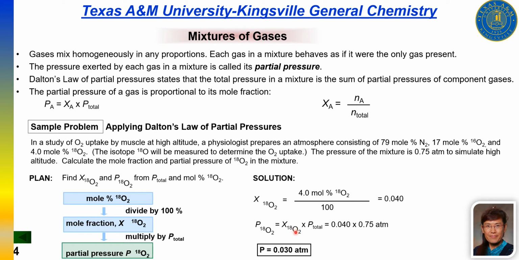Then you use your mole fraction multiplied by your total pressure. Mole fraction is 0.04. Total pressure has been determined, 0.75 atm. So you can determine the partial pressure for the oxygen 18. Similarly, you can determine the partial pressure for your oxygen 16 and for your nitrogen. You again simply convert these mole percents to mole fractions. So move your decimal places to the front by 2. So that's how you determine the partial pressures if you know the total and the mole fraction.